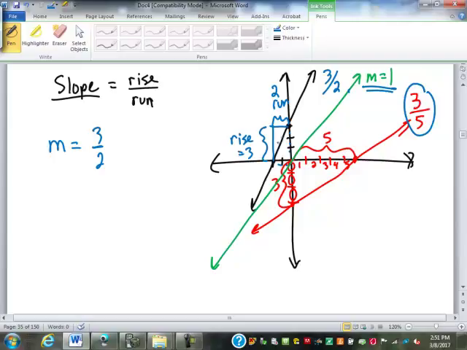So that makes sense. This black line here is steeper than the green one. It's steeper than a 1-to-1 slope. 3 halves or 3 over 2 is greater than 1. That's 1.5 if we simplified it down. So that makes sense.